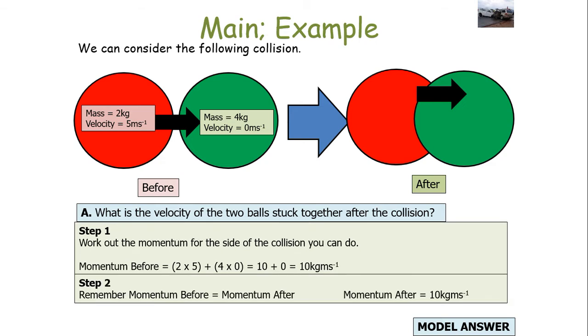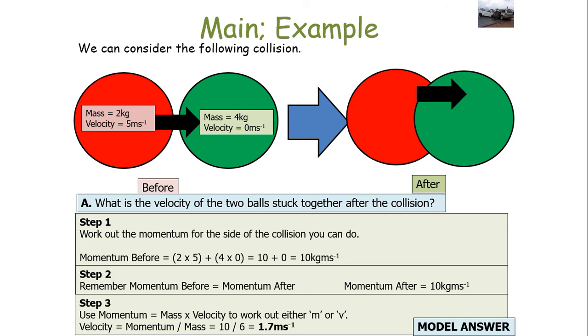Now step 2, you say momentum before equals momentum after. So if the momentum before was 10 kg meters per second, the momentum after is 10 kg meters per second. Then step 3, use the equation momentum equals mass times velocity to work out either m or v depending on what the question is asking for. Now the question is asking for v, so v equals momentum over mass, 10 over 6. We know the mass is 6 because the mass of 4 and 2 have now stuck together, so we get an answer of 1.7 meters per second.